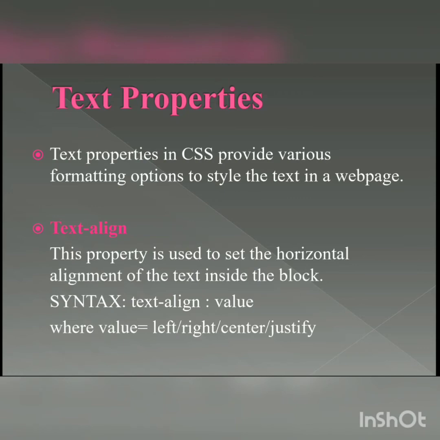So what is the syntax we have for text align? Syntax means the rule for how you will write the text align property. It is written as text hyphen align, then you have to write the value. So what will come in place of value? Value can be left aligned, right aligned, or center aligned. Center means the text will come in the center of the page. Justify means the text will have equal margins from the left as well as from the right margin.